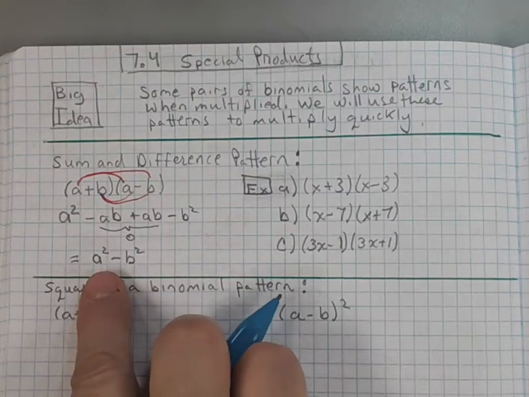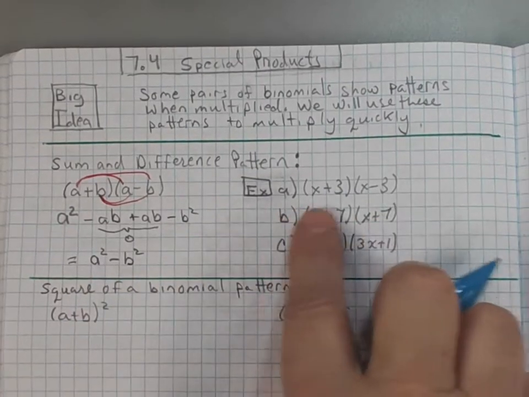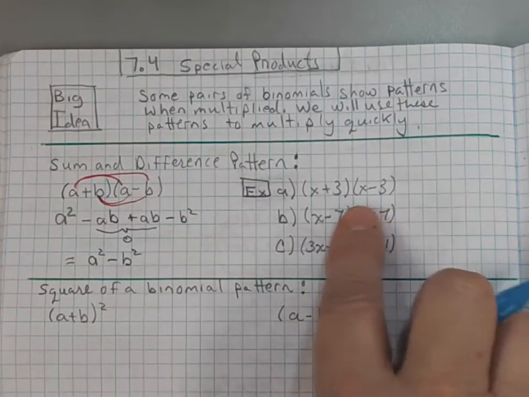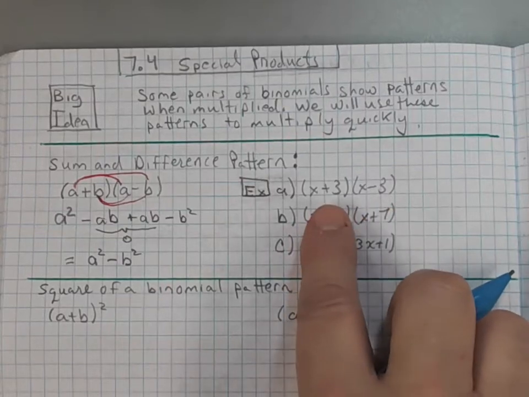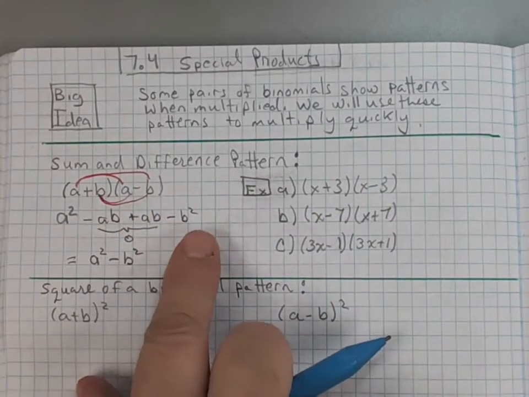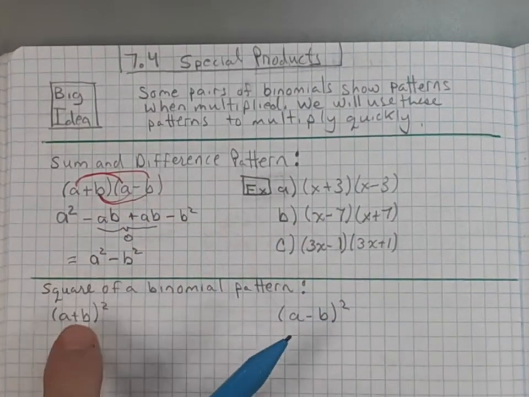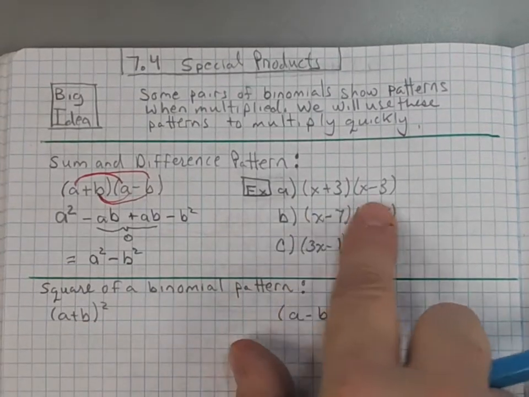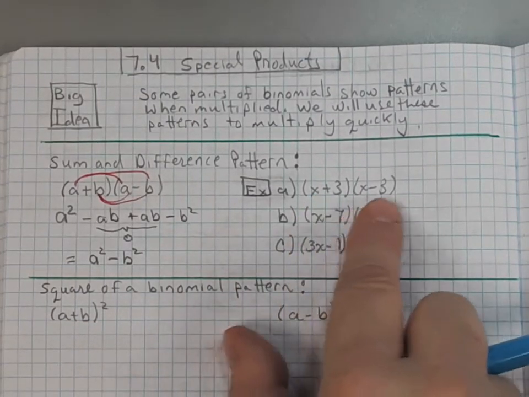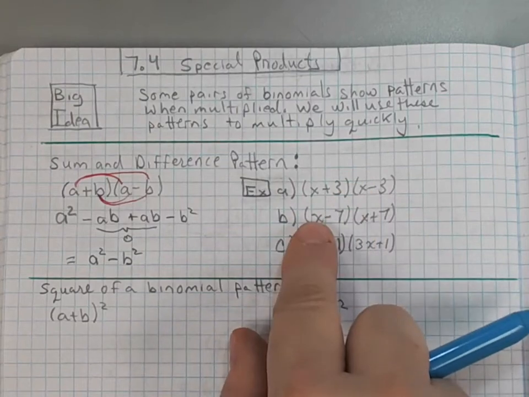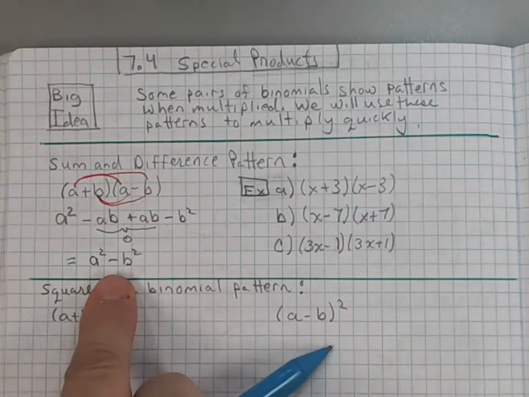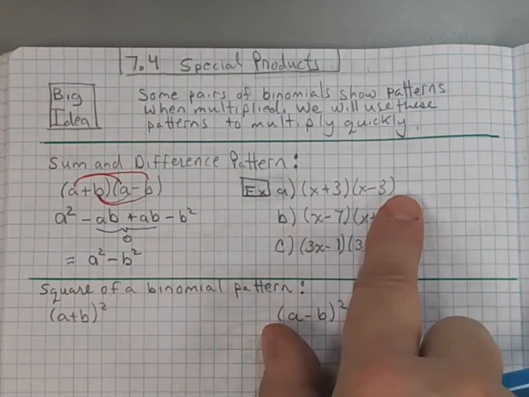Okay, so that's what we're going to do, is use this pattern to actually multiply these out instead of doing it the long way. Now, there's nothing wrong with doing all of the distribution. So if you don't learn this pattern, you always have the distributive property or the box method to help you multiply this out. But it would be really helpful to learn the pattern so that you can quickly multiply this.